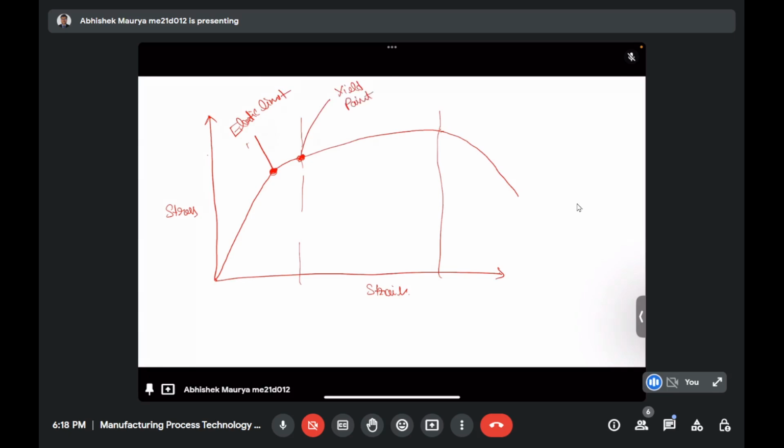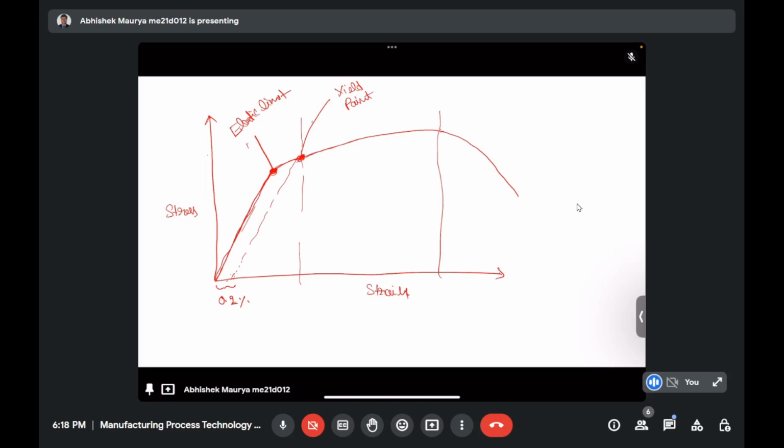If you remember how we get the yield point, we draw a parallel line to this, but with an offset of 0.2 percent of strain value. So when we draw a line parallel to this, that is how we locate it. This line remains straight till the elastic limit. After that, the transformation takes place and we get another set of curves.